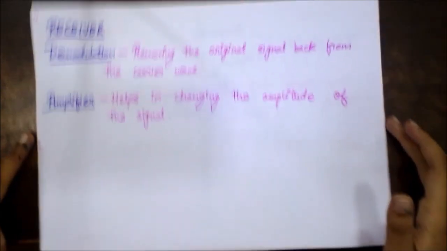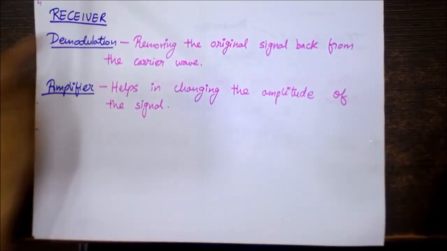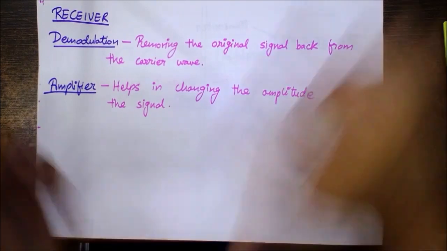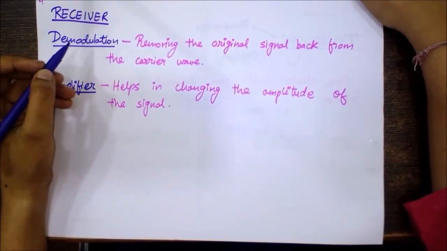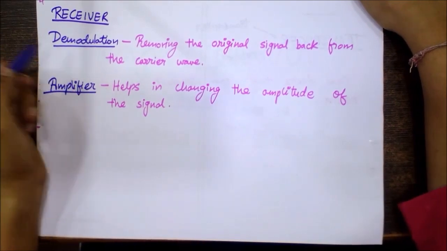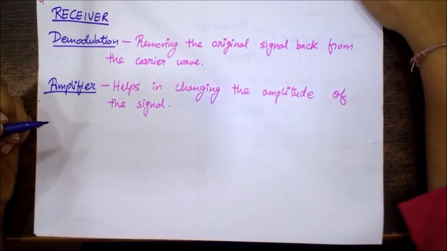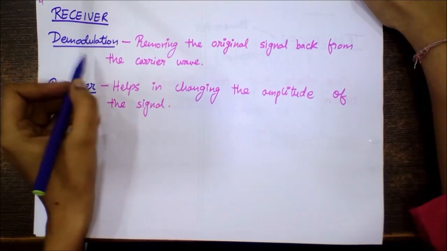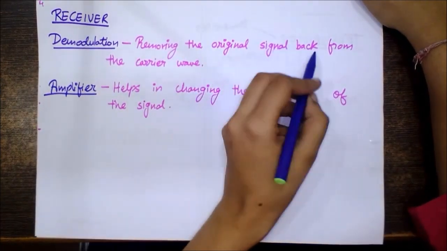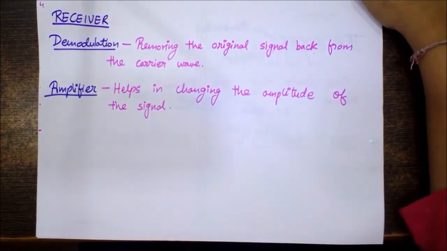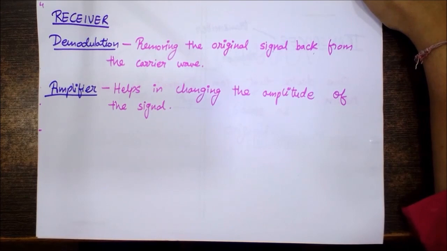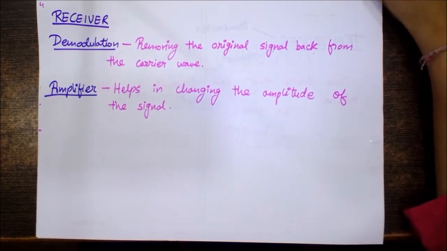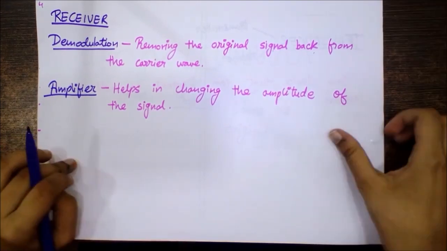Receiver. A receiver will have a demodulator and an amplifier. The demodulator will do demodulation. The transmitter, when it transmits, does modulation. So to remove the carrier frequency, demodulation is needed. Demodulation is getting the original signal back from the carrier wave. The carrier wave and the original signal are separated out. The carrier wave is not let into the device. Only the original signal, the original information or data in the form of voice, is let into the device.